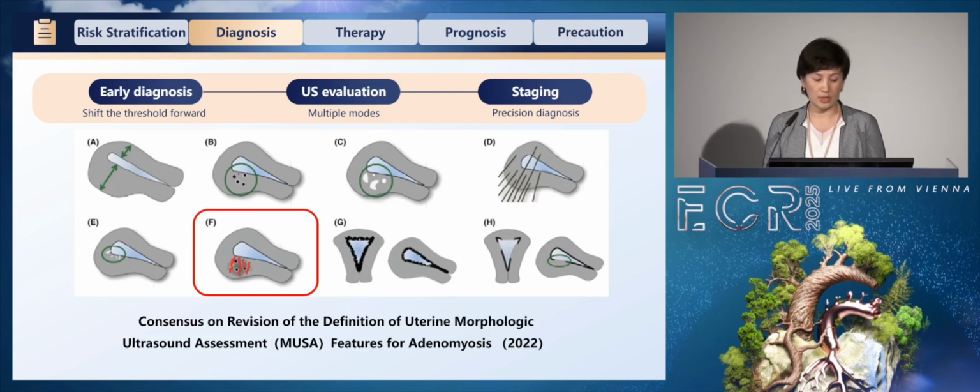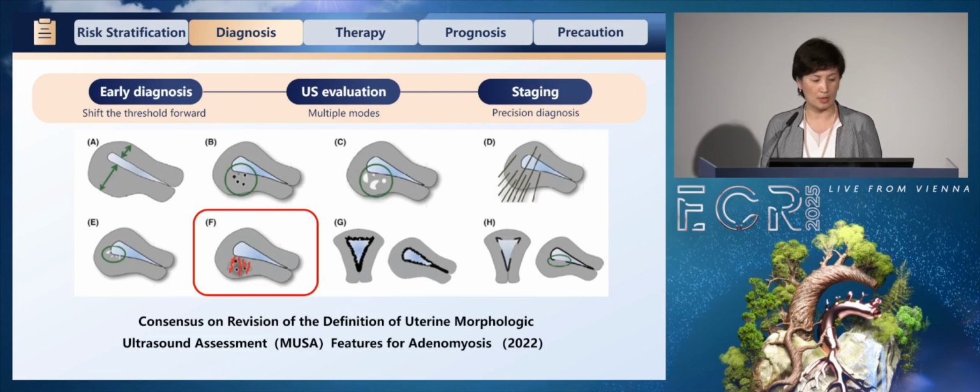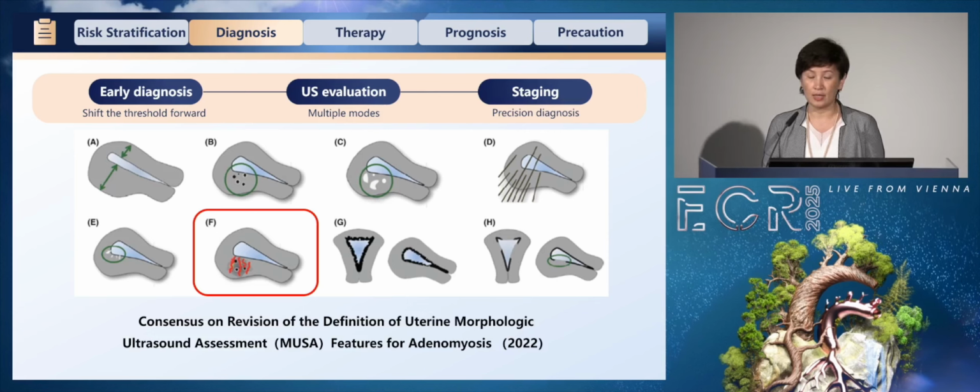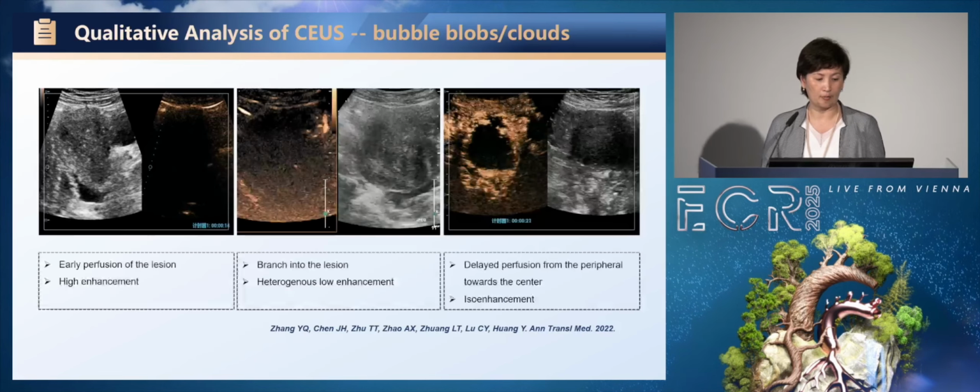Since 2022, MUSA has classified the myometrium lesions into 8 subgroups from A to H. Besides the gray scale method, there is the F subgroup, where we can pay more attention to vessel display. Based on this, we can do more staging, but we cannot give a method as accurate as MRI.